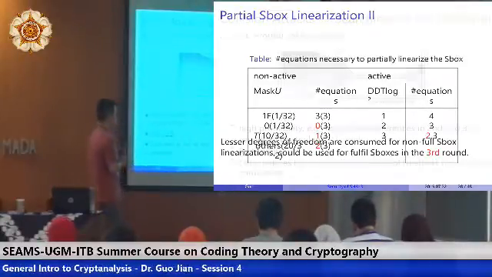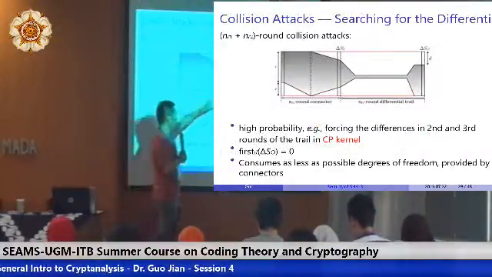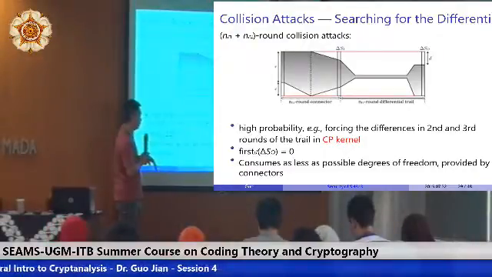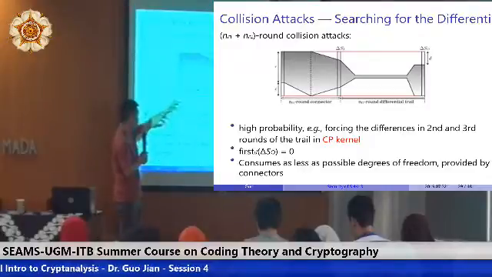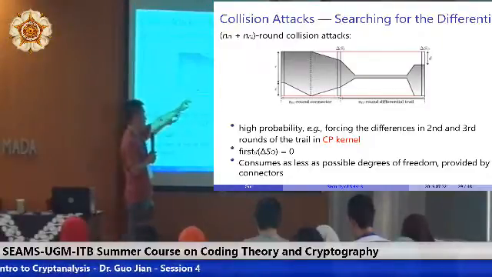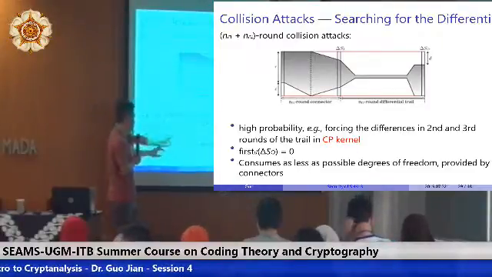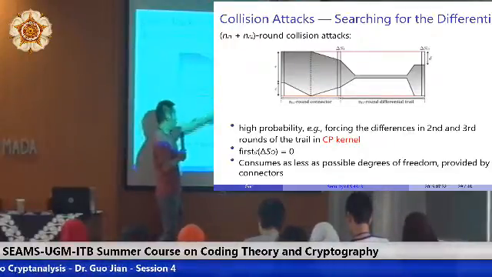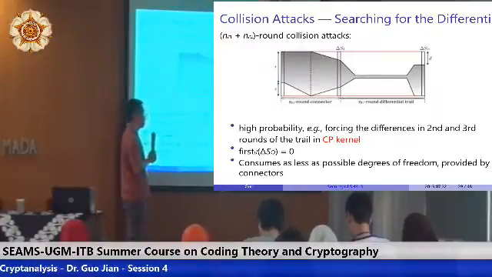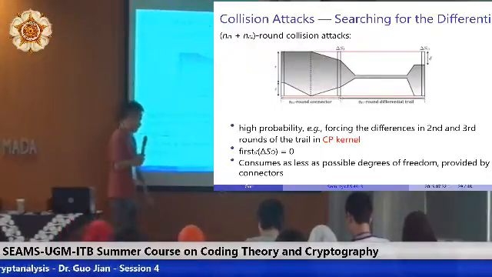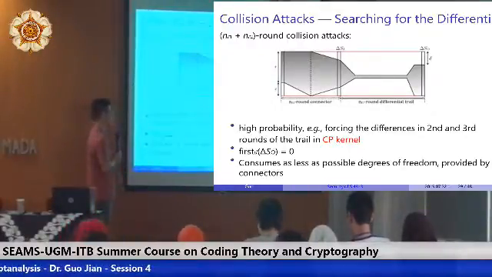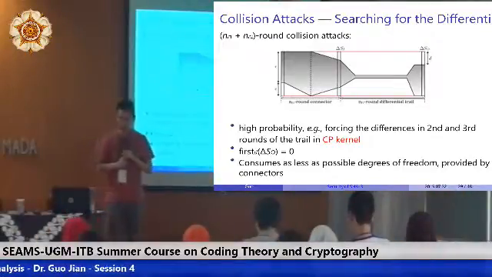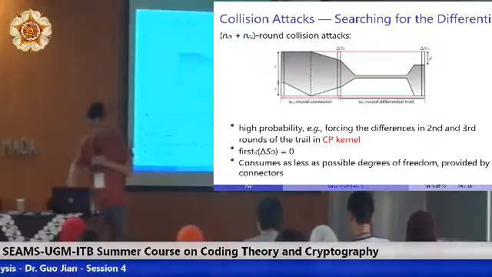And then to use this one, we first need to find a very high probability differential, fulfilling the condition that the output first D bits are 0. And here we have also an extra constraint that it consumes as little degree of freedom as possible, because the connector can provide very limited degrees of freedom.